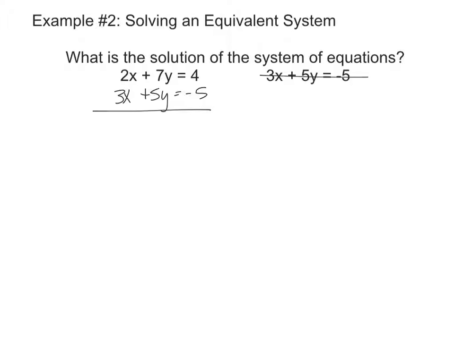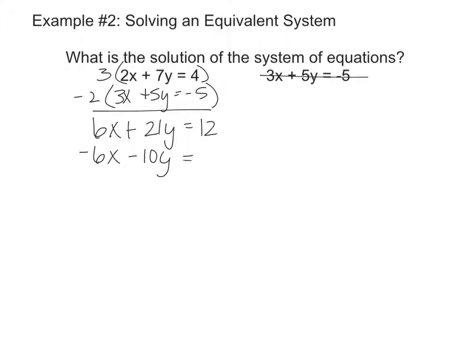Doesn't matter which one you want to make negative, so I'm going to choose to make the first one a positive 6, so that means I need to multiply by 3. I'm going to choose to make the second one a negative, so I'm going to need to multiply by negative 2. So now I'm going to fix both equations. Remember that we're distributing to every term in the parentheses. So the first one will be 6x plus 21y is equal to 12. And the second one is negative 6x minus 10y is equal to positive 10.